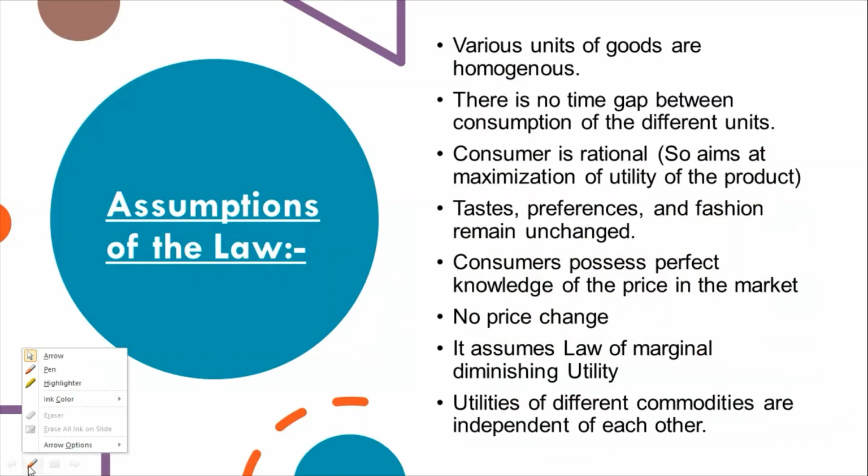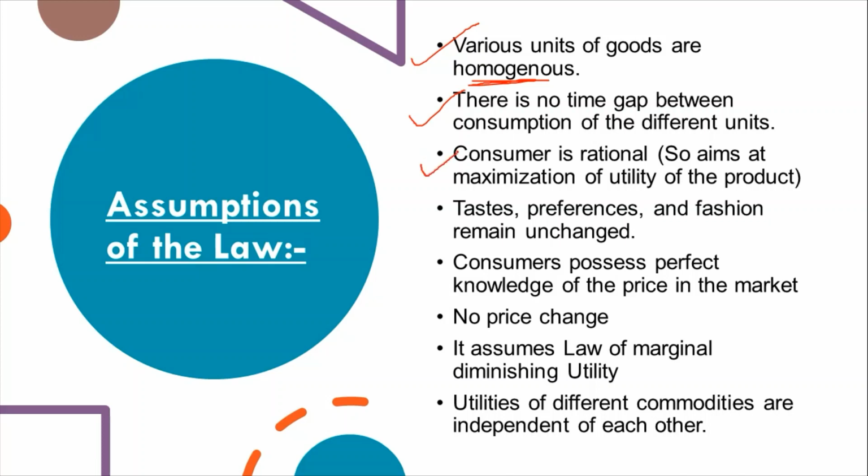Now let's see what the assumptions of this law are. It assumes that the various units of goods are homogeneous. Homogeneous means they are identical. They do not have any difference in them. The second is there is no time gap between consumption of the different units. This means you're not consuming one unit today and the next unit tomorrow. You consume the second unit after you've finished the first unit, then the third unit. So there is no time gap.